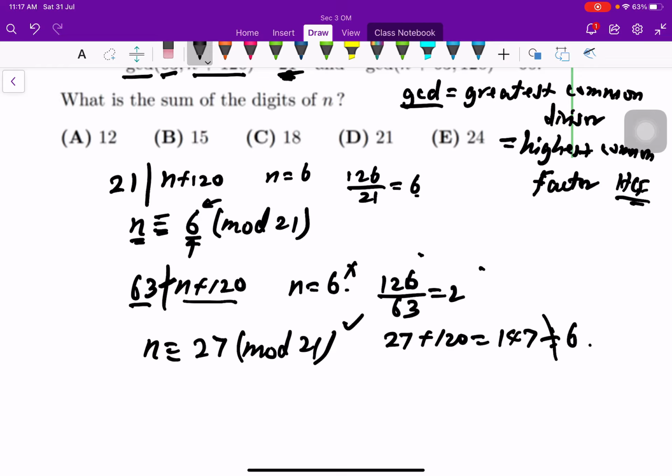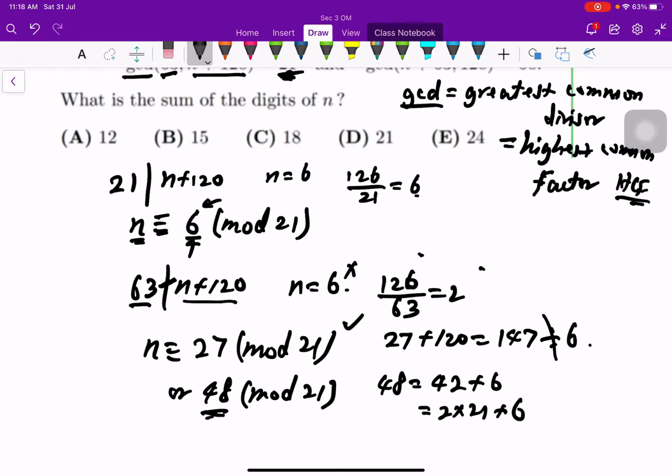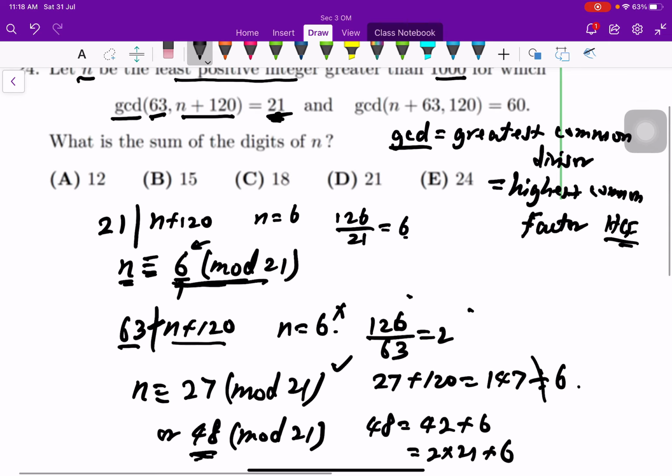Okay, maybe you can also push it to 48. That means in this case, you can also push it to 48 modulo 21. Because you know why? Why 48? Because 48 is equal to 42 plus 6. Therefore, it is 2 times 21 plus 6. Therefore, in this case, can you see that it is still 6 modulo 21? Right? This is what I gather so far. Okay, then let's look at the second condition.